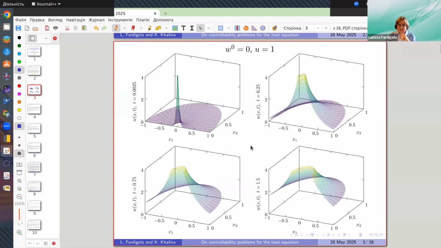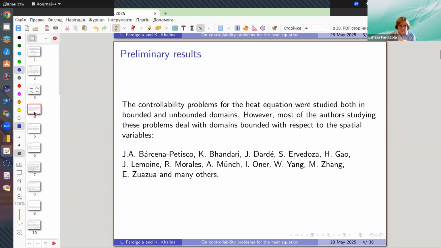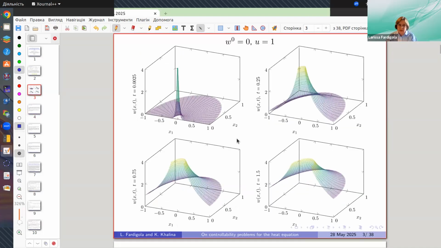Also, we can see that the solution depends not only on x1 and x2, and we can represent it as a function of the modulus of x. This condition plays a focal role in our research.